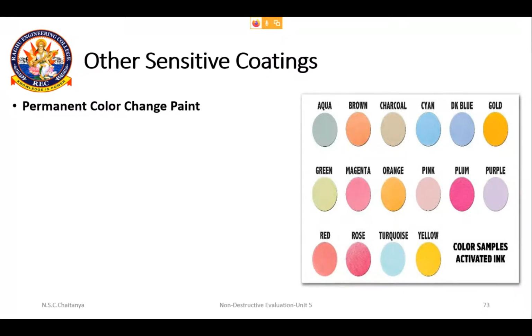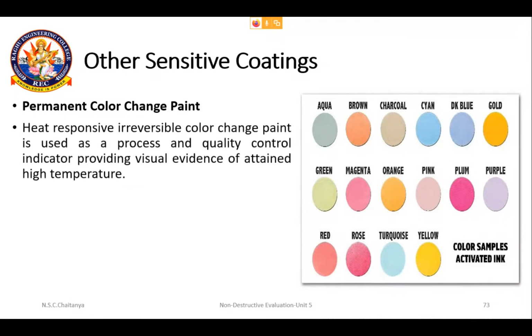And just by having a look at the diagram, there are different colors: aqua, brown, charcoal, cyan, DK blue, gold, green, magenta, orange, pink, plum, purple, red, rose, turquoise, yellow. These are different color samples. Okay, so what might be this permanent color change paint?